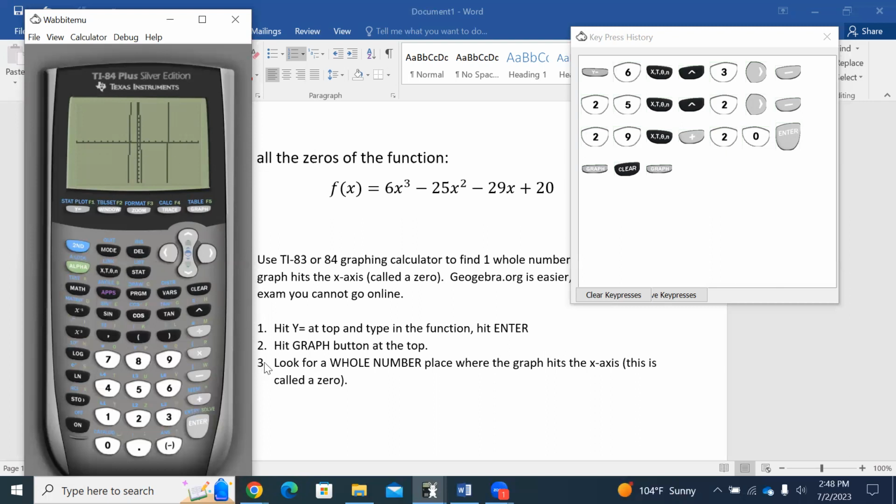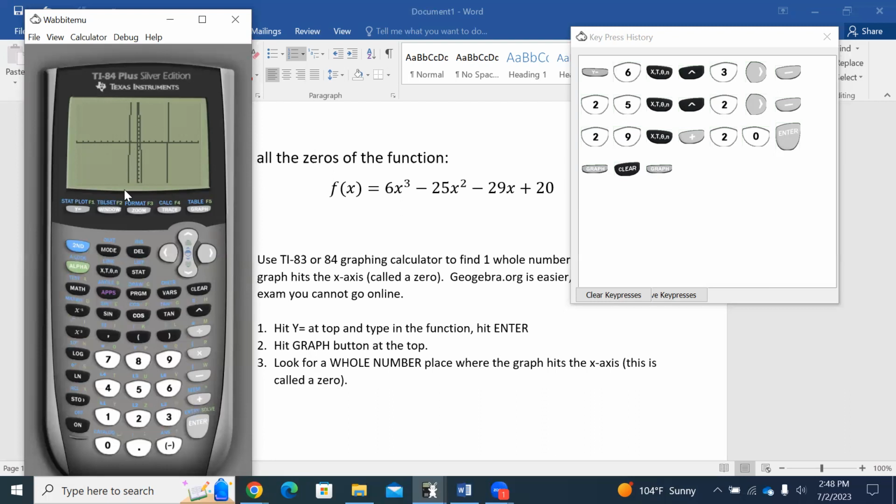Now, what I'm looking for, number 3 down here, is a whole number place where the graph hits the x-axis. This is called a 0. That's what we're trying to find, all 3 points, but we're just going to use the calculator to find one of the points, and then the other 2 we'll find with other techniques, which I'll show you. Anyway, we want a whole number, not a decimal, not a fraction.